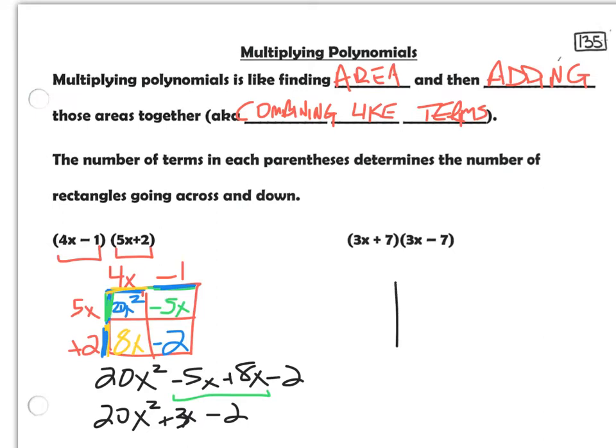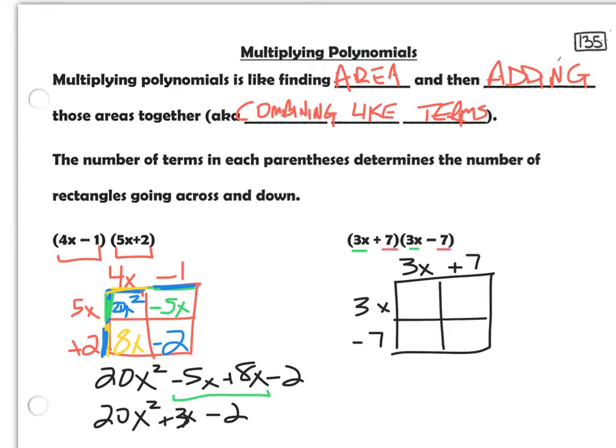Once again, I have another 2 by 2, binomial times a binomial. Doesn't matter which side I put the 3x plus 7 on. Now notice there's a special pattern that's going to be right here because I have the same first term, same last term. All that's different is the sign in between. So let's see what happens when I multiply these. So I have 3x times 3x, that would be 9x squared.